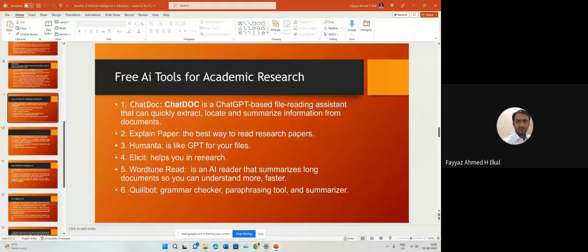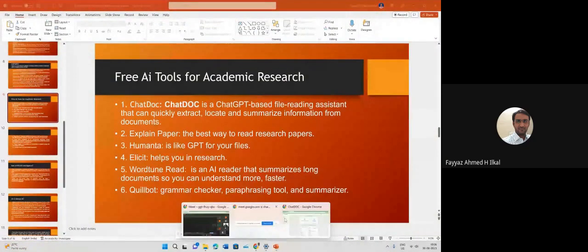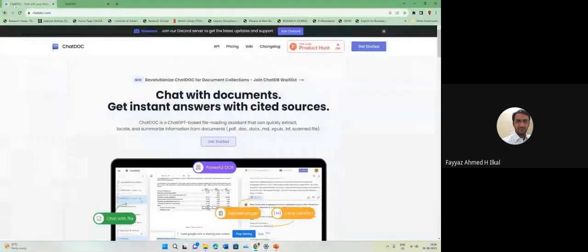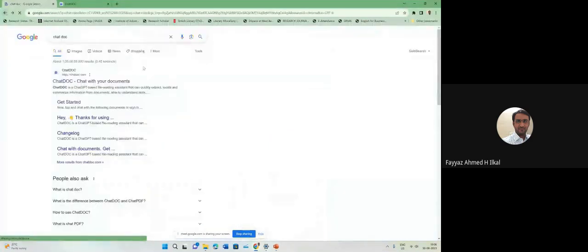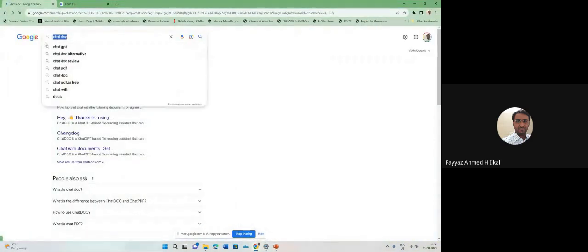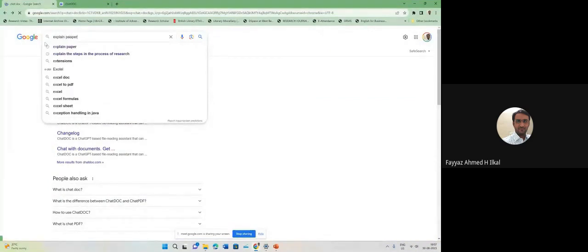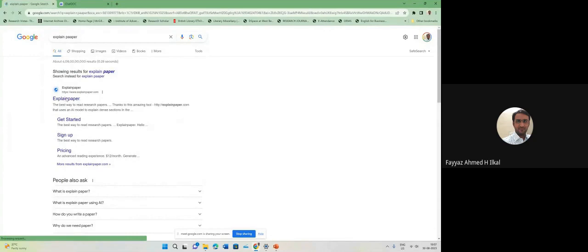Likewise, the next application is Explain Paper, and this is the best way to read your research papers. Both are very much similar.